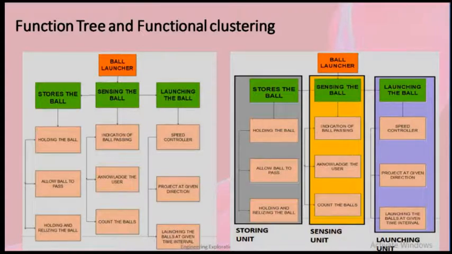Next coming to the sensing unit. In the sensing unit, it acknowledges the user and counts the total number of balls with the help of an IR sensor. Then finally coming to the launching unit. In the launching unit, we are using the potentiometer to vary the speed of the DC motor and to launch the ball in the given direction and then launch the balls at a particular interval of time.